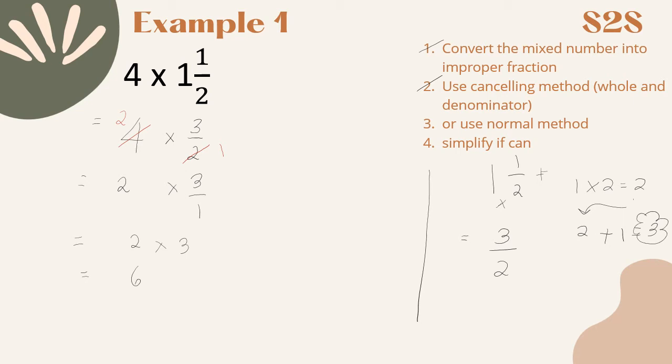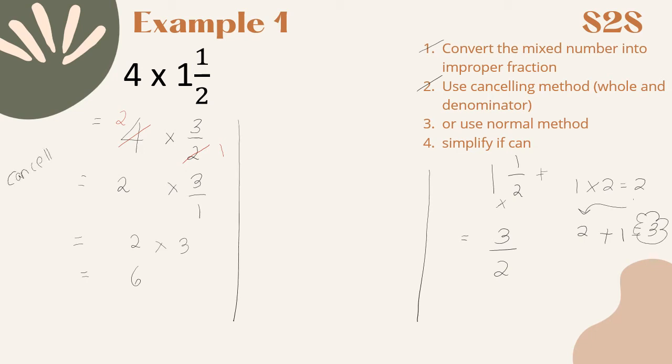It's okay if your answer is a whole number instead of a fraction. It happens because this happens to be 3 out of 1. So 3 out of 1, which is the same as 3 divided by 1, is the same as 3. So 2 times 3 gives 6. So this is when you use a cancelling method.